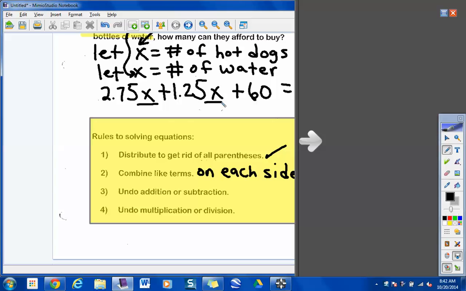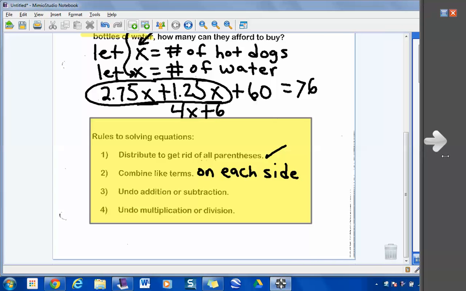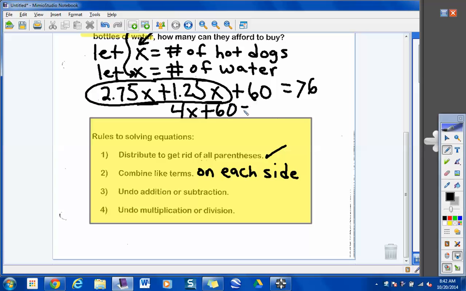So this is now 4x plus what, gang? This part's my 4x, isn't it? 60. 4x plus 60. What's this still going to equal over here, gang? Whoops, I forgot a 0, didn't I? What's that going to equal on the right still? 76. 76 is the only term on the right side, therefore no combining on the right side, right?